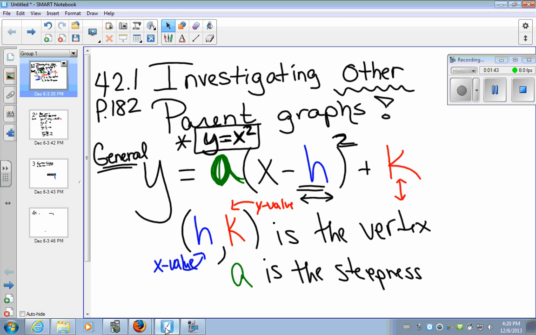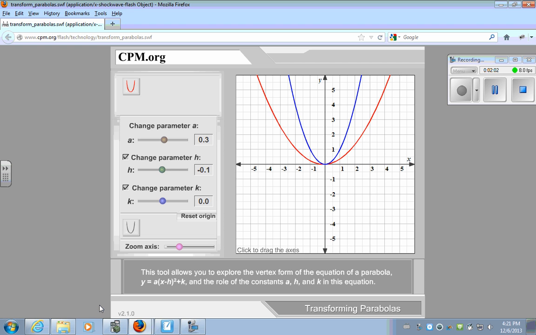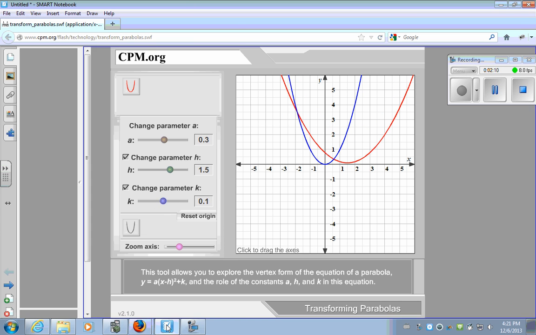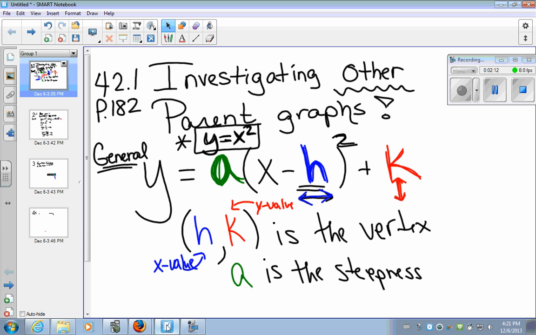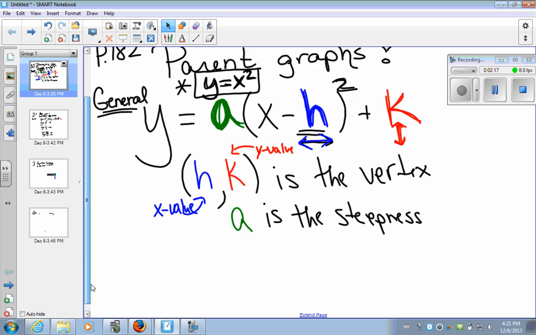If we changed how far left or right we moved the parabola, what changed about the equation was the number inside the parentheses. And if we changed how far up or down the parabola went, then the number outside the parentheses was changed. So altogether what we did was we started playing around with all these different values, and that's how things changed. We spent a couple days doing it, and then we found out that HK is the vertex and that A was the steepness.